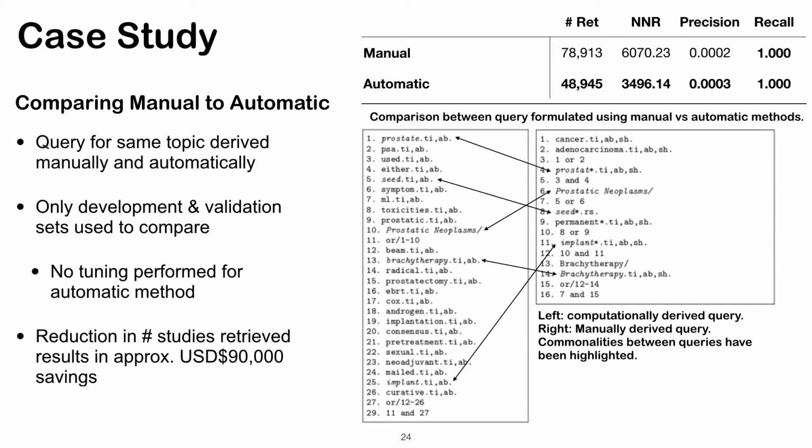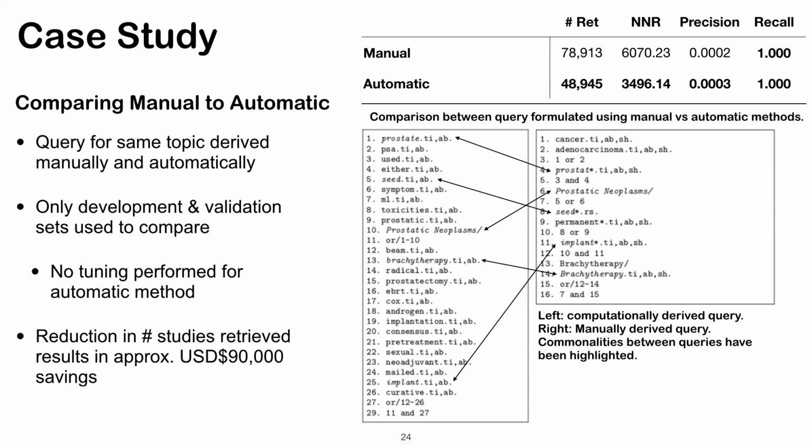Note the relatively tiny increase in precision in the table on the right results in approximately half the studies retrieved, while maintaining recall. We can also see the comparison between the actual queries formulated between these methods. On the left is our computationally derived query, and on the right is the manually derived query. We highlight the commonalities between these two queries to illustrate that our computational method does approximate the existing manual objective method.